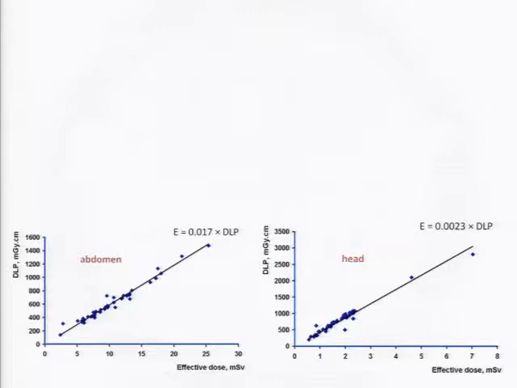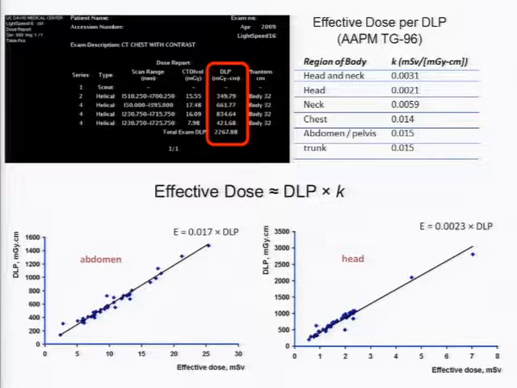So the European Union folks recognized this long ago, as many did, and they developed data that showed DLP as being an impressively linear function with respect to the effective dose calculated semi-independently. This was actually used in the ImPACT dose tool. But that led to this notion that you could multiply DLP times a correction factor K to estimate the effective dose.